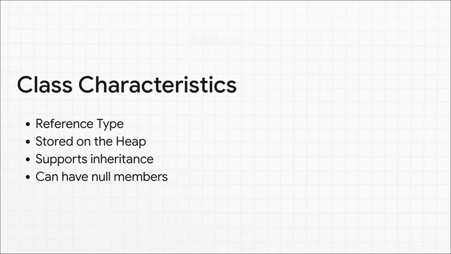And where is it? It's on the heap, which you could imagine as this big, sprawling city of memory where all the large, important objects live. And because they're so complex, classes support inheritance, which means you can take an existing house blueprint and add a new wing or a swimming pool to create a blueprint for a mansion.